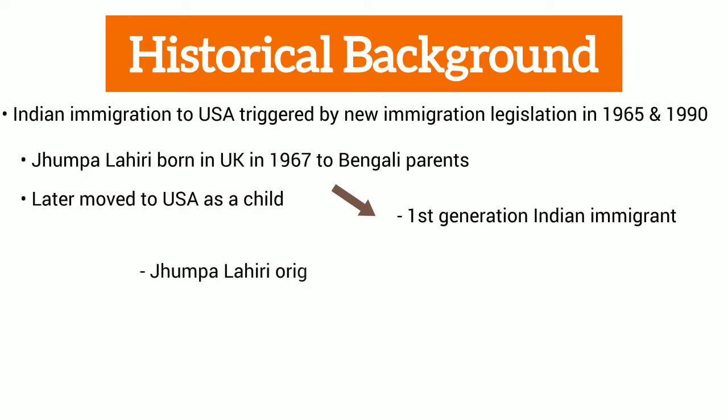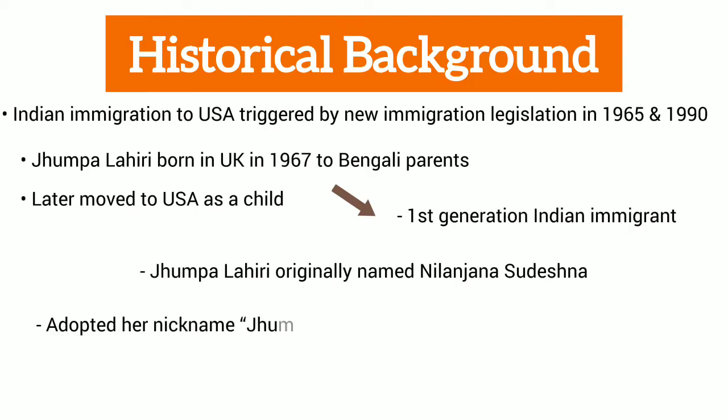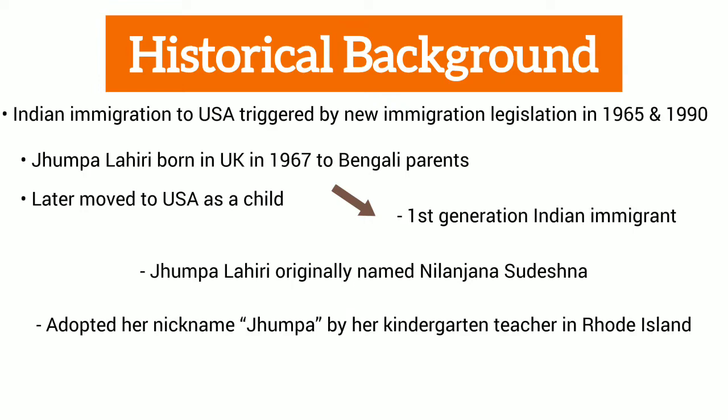Jhumpa Lahiri, originally named Nilanjana Sudeshna, adopted her nickname Jhumpa due to the ease of pronunciation by her kindergarten teacher in Rhode Island. Lahiri's complicated relationship with her identity, reflected in her Indian name, serves as a profound source of inspiration for Gogol's struggle portrayed in The Namesake. The Namesake is divided into 12 chapters and now we will discuss the summary in detail.